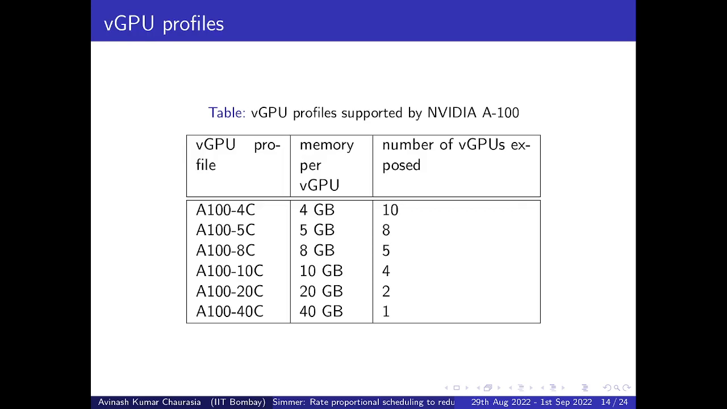This table shows all the profiles supported by the A100 GPU in vGPU mode. The memory column explains the amount of memory reserved per instance of the vGPU, and the last column explains the number of vGPUs possible if the given profile is chosen. NVIDIA currently supports homogeneous vGPU instance creation from a single GPU. That is, if one vGPU is instantiated using A100-4C, then all vGPUs can only be instantiated with A100-4C only.